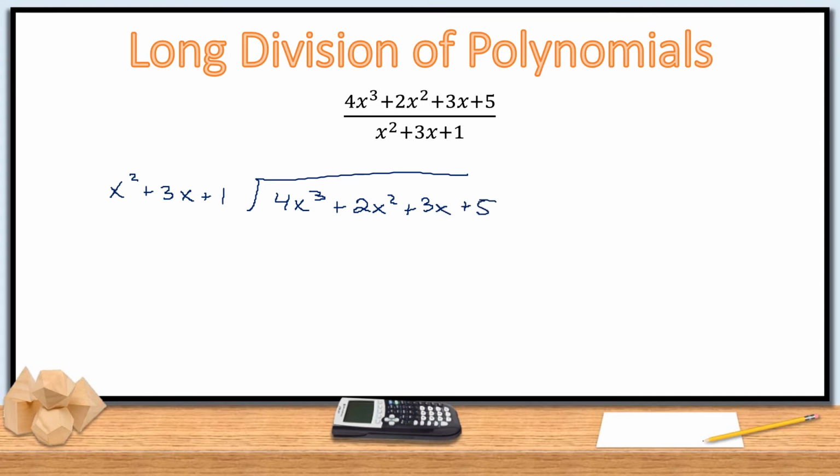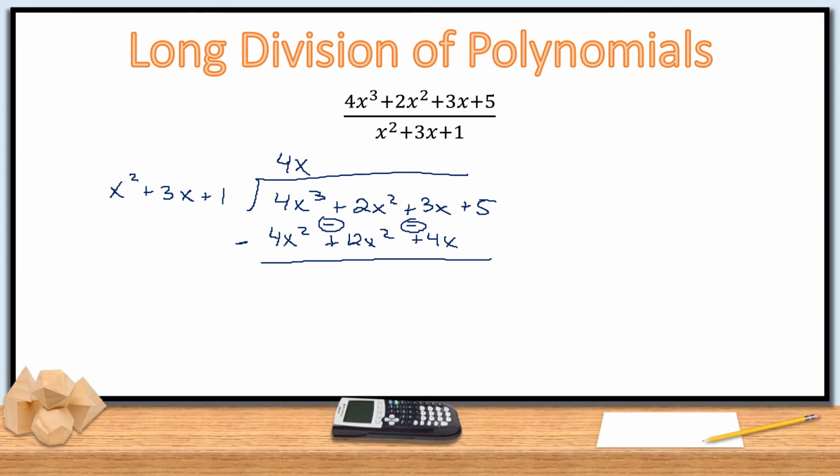X squared times what is 4x cubed? It would be 4x. So 4x times x squared is 4x cubed. 4x times 3x is 12x squared. And 4x times 1 is 4x. We're going to subtract this, so everything's going to change sign.